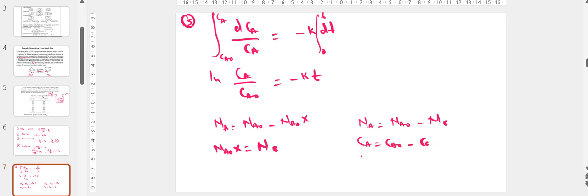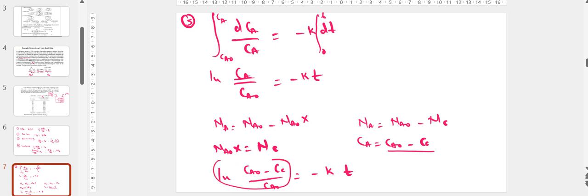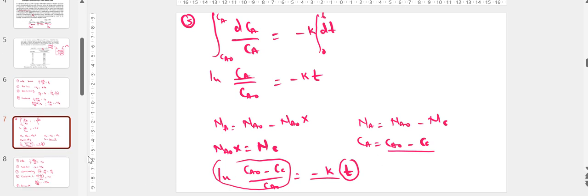And we can now substitute this into this. So that means ln of (Ca naught minus Cc) over Ca naught is equal to minus kt. So what we simply require is to plot this against time. If you plot that, that will be a straight line and it's going to give us a slope of minus k. So let's look at how to do that.